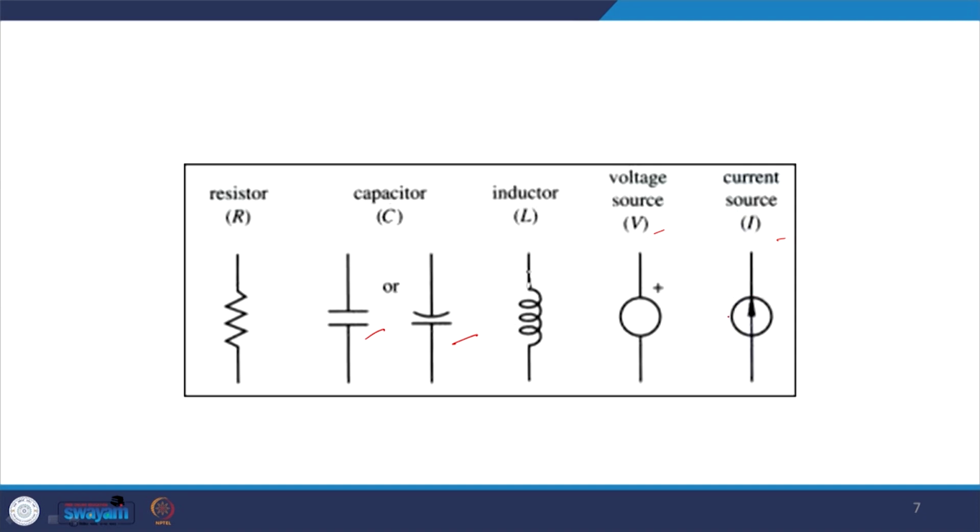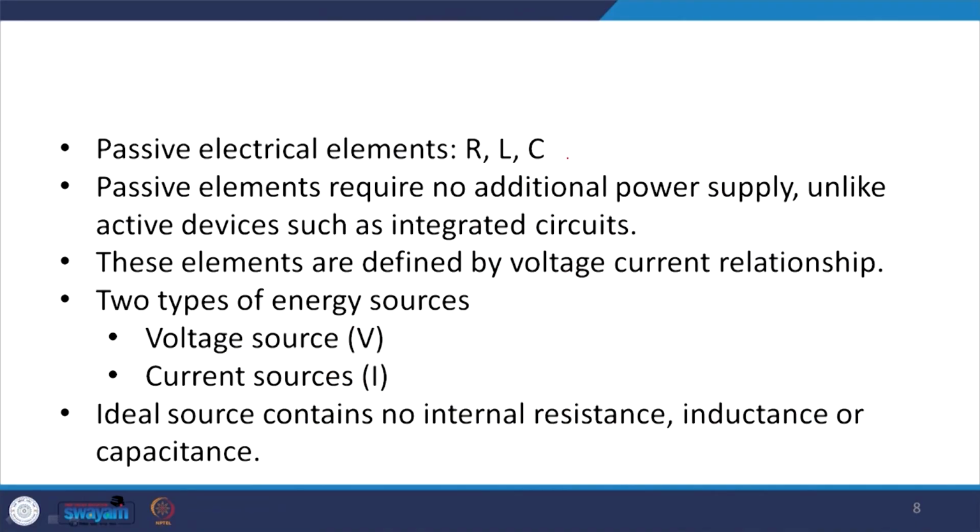For the current source, you can see that inside a circle we represent an arrow, and that basically tells us the direction of flow of current. So, as I said, passive electrical elements are resistor, inductor and capacitor. Resistance is indicated by R, inductance is indicated by L and capacitance is indicated by C.